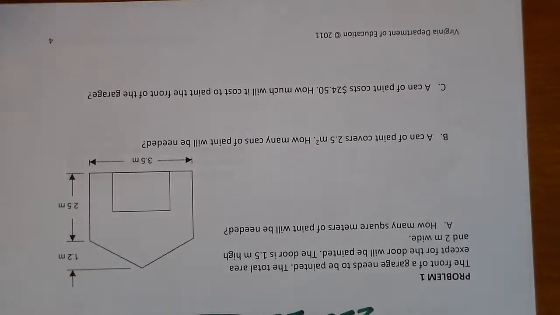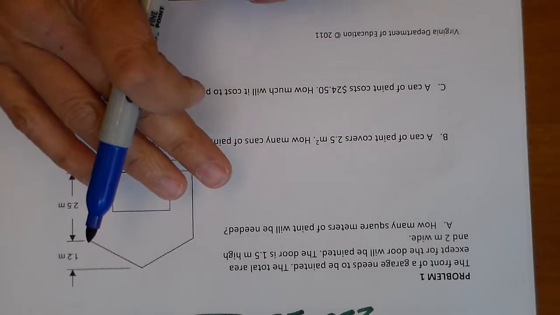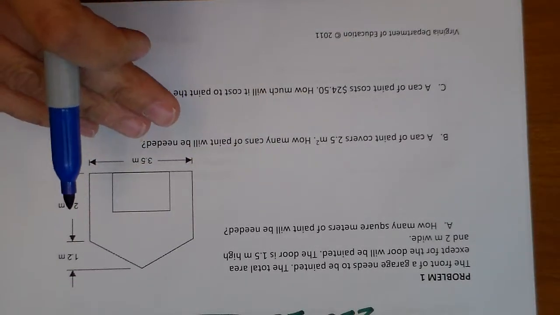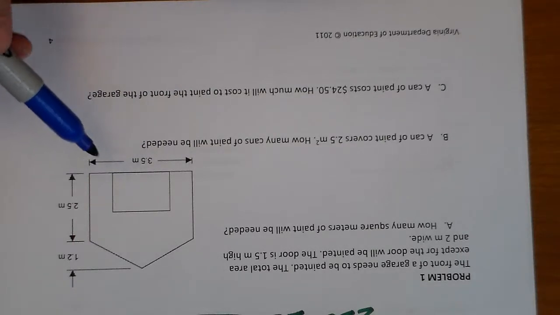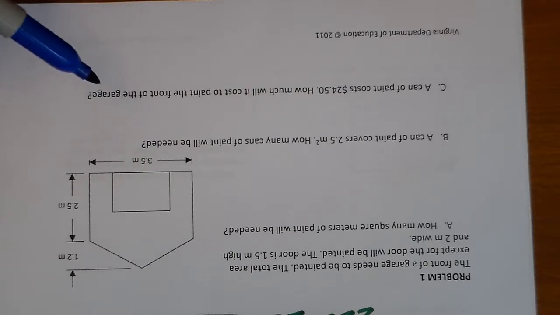The front of the garage needs to be painted. Okay? So we want to paint the front of the garage. The total area, except for the door, will be painted. The door is 1.5 meters high and 2 meters wide. How many square meters of paint will be needed?